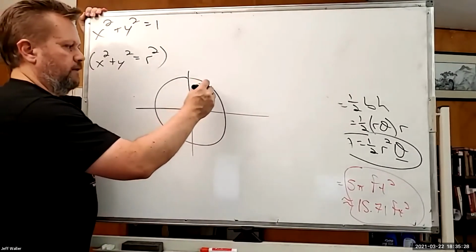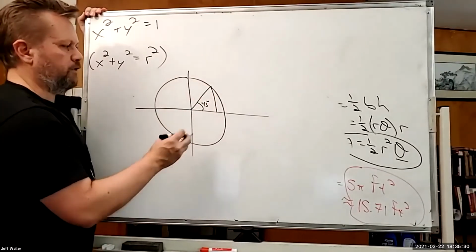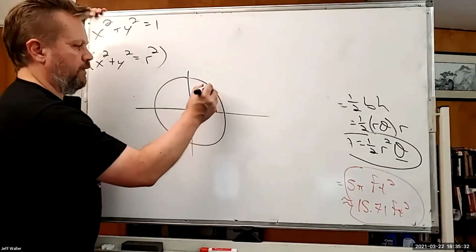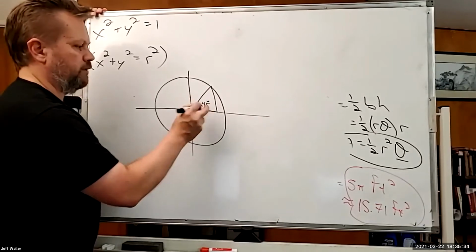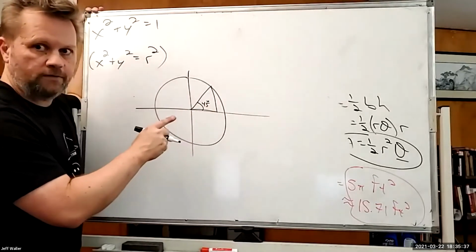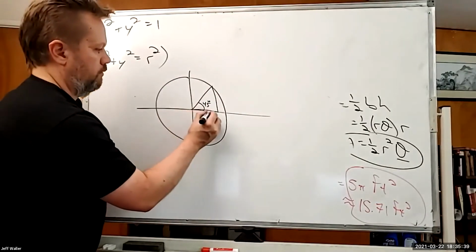Right, so I've got this angle, this here. What's true about the x and the y piece at 45 degrees? What do you think? There's something special about 45 degrees. They're the same. They have to be the same.